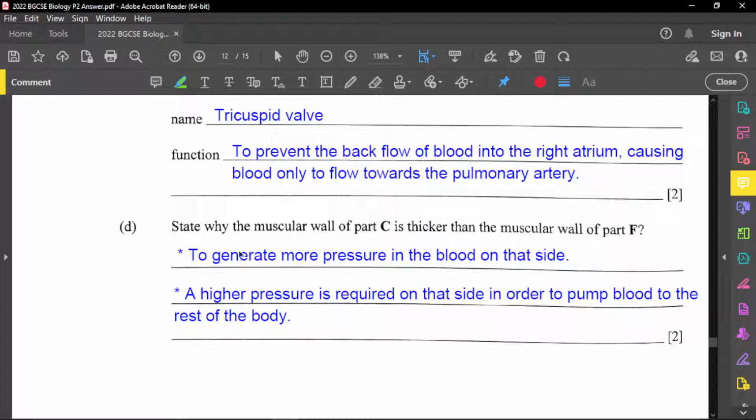Why it is thicker is simply to generate more pressure in the blood on that side. A point to note is that a higher pressure is required on that side in order to pump blood to the rest of the body. Or you can add that it pumps blood at a greater distance compared to F, because F is only pumping to the lungs, while C is pumping all over the body, which is a greater distance and requires more pressure. Again, it's a 2-mark question. You need to be precise and very specific with your answers. Again, it is quality over quantity.